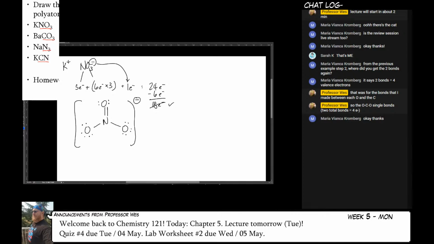Does it matter which one you pick? Nope, because you can rotate the structure. It's fine. In other classes, you'd learn that there's a little bit more nuance to this, but for our purposes, this is good enough. So that'd be nitrate.